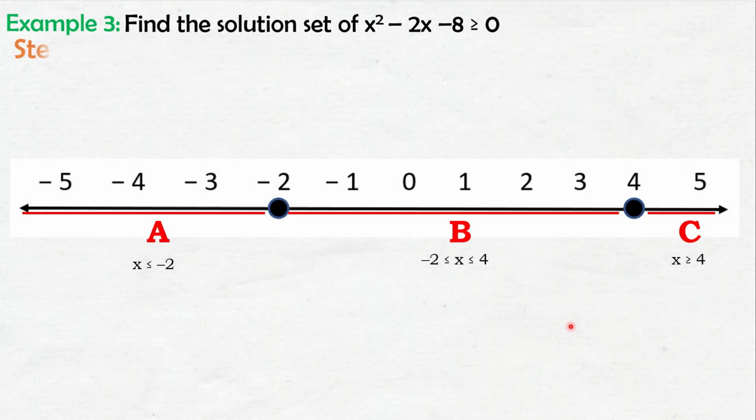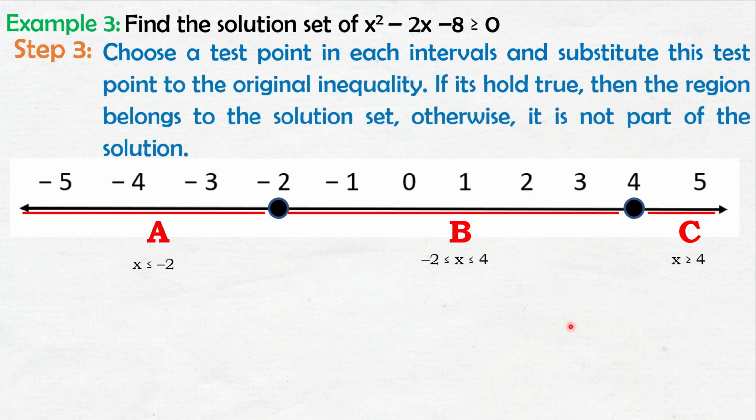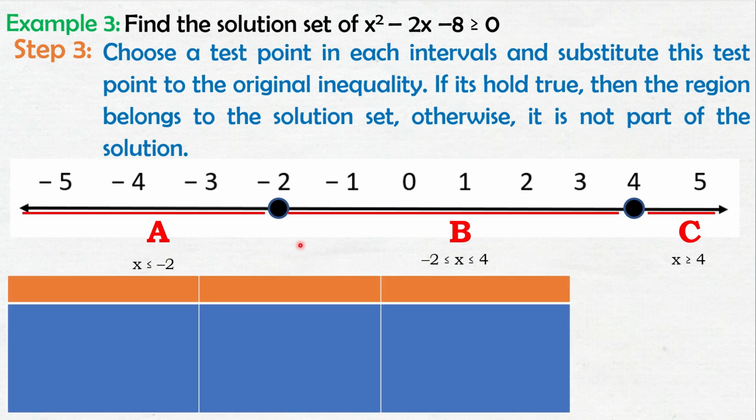Okay, step 3. Kukuha tayo ng mga test point each region. Substitute natin sa original quadratic inequality. For region A, we let x equals negative 3. Kukunin ko lang si negative 3 dito sa region A. Pwede nyo rin kunin si negative 4 or negative 5. Kayong bahala.